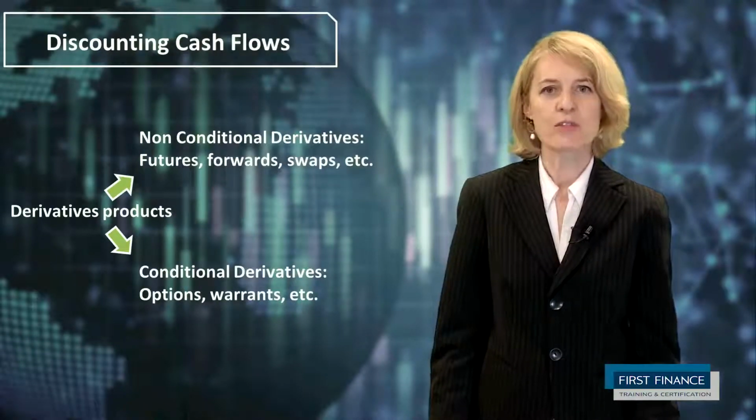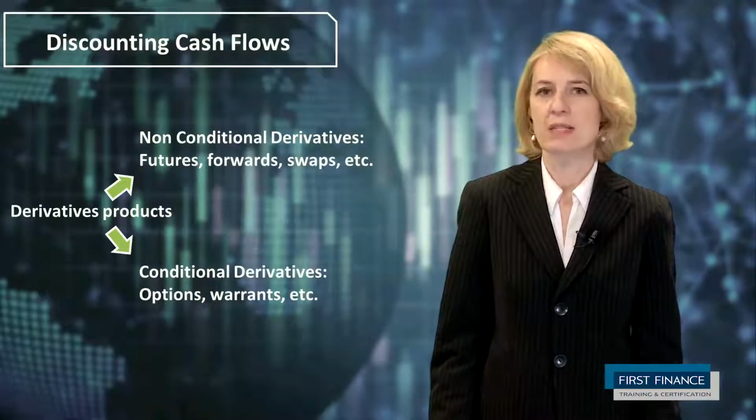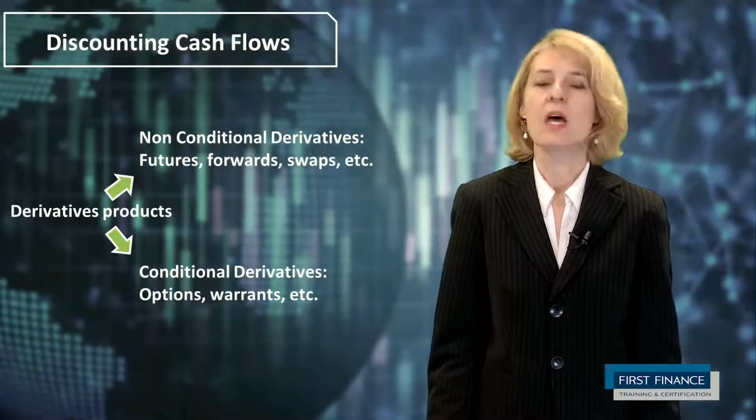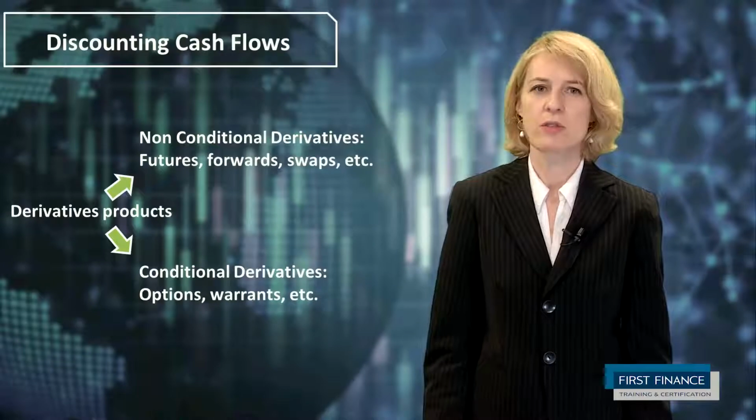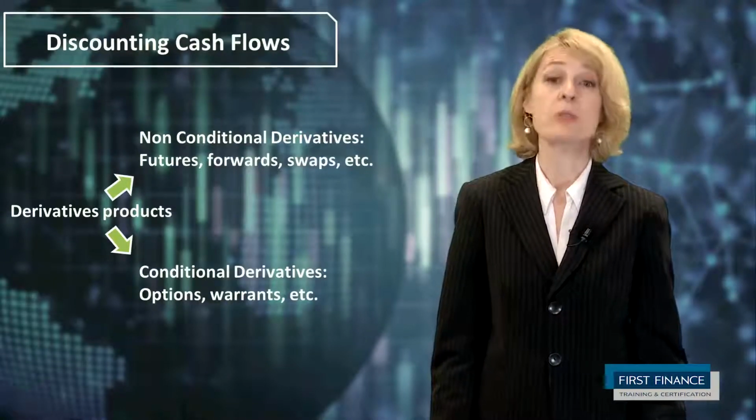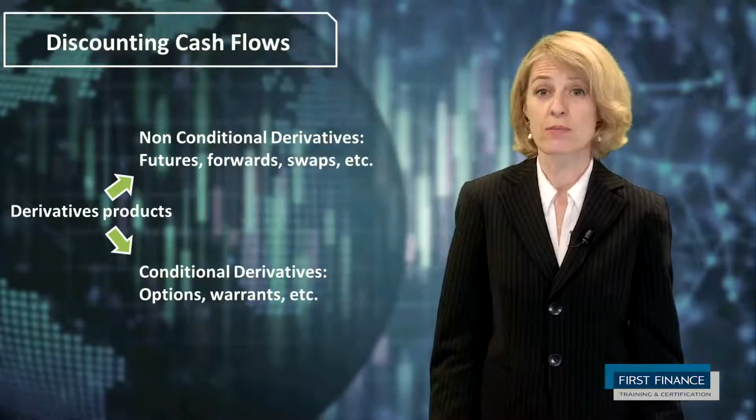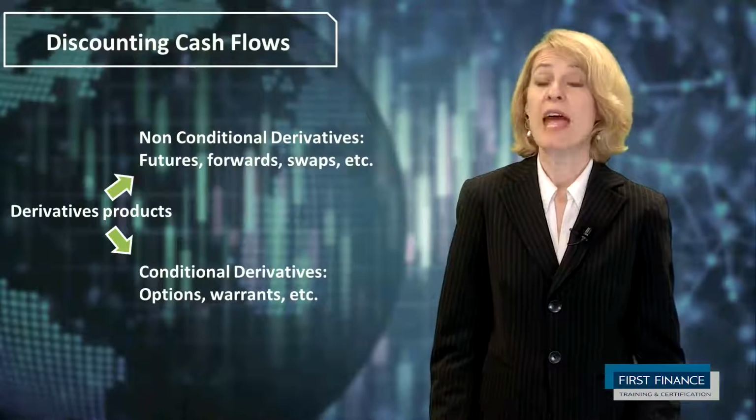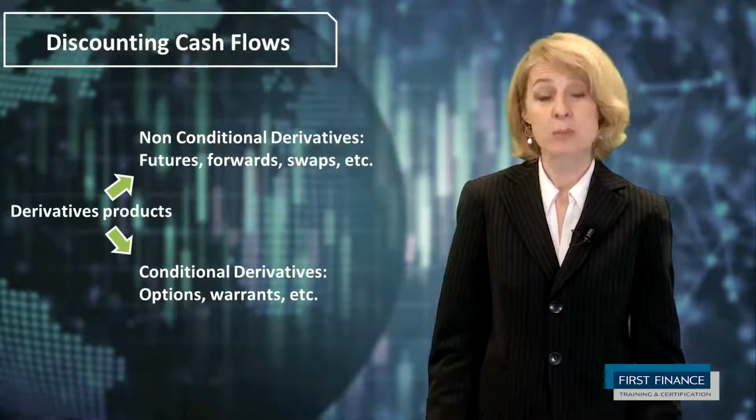Derivatives are usually divided into two main families: conditional and non-conditional derivatives. A non-conditional derivative determines today the conditions of an operation that will take place in the future. This is different from conditional derivatives, which give a right to their buyer against the payment of a premium.